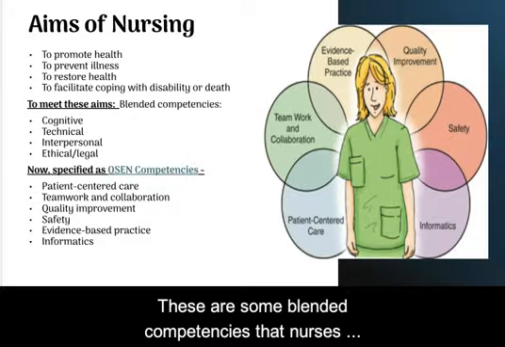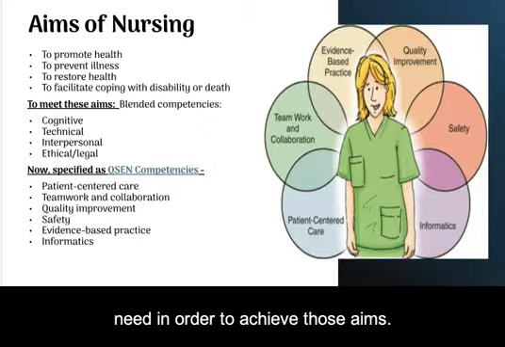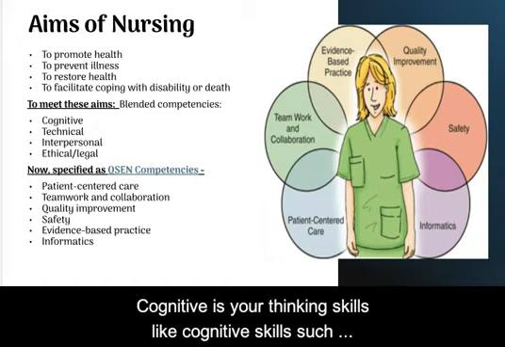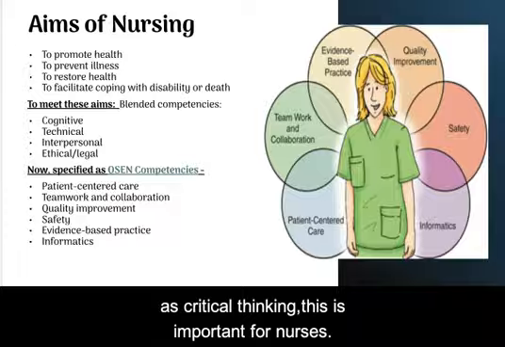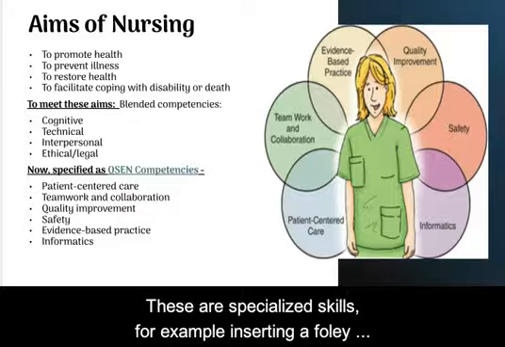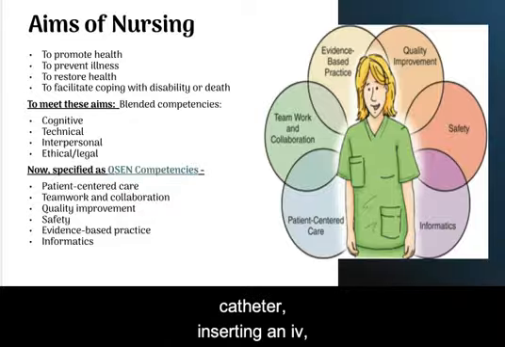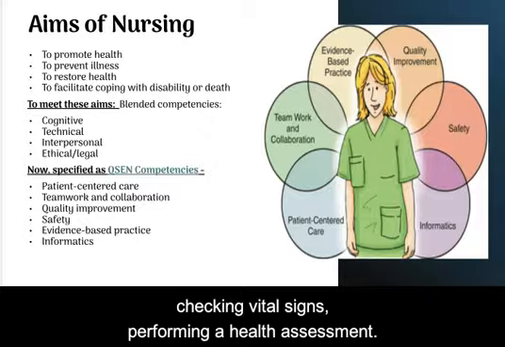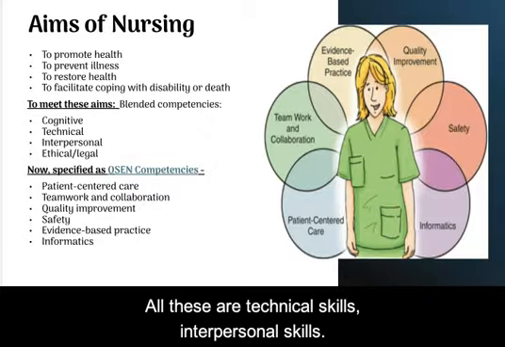Now, to meet these aims, what do nurses do? These are some blended competencies that nurses need in order to achieve those aims. First is cognitive. Cognitive is your thinking skills, like cognitive skills such as critical thinking is important for nurses. Technical skills. These involve the skills that we learn as nurses. These are specialized skills, for example, inserting a Foley catheter, inserting an IV, checking vital signs, performing a health assessment. All these are technical skills.